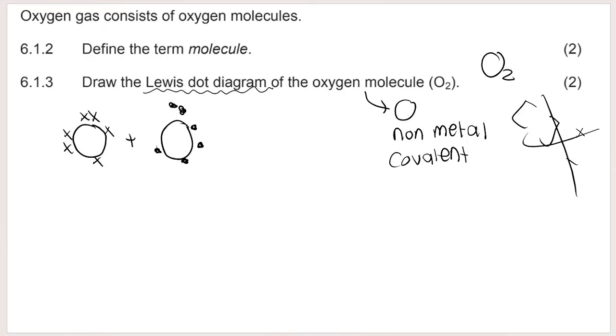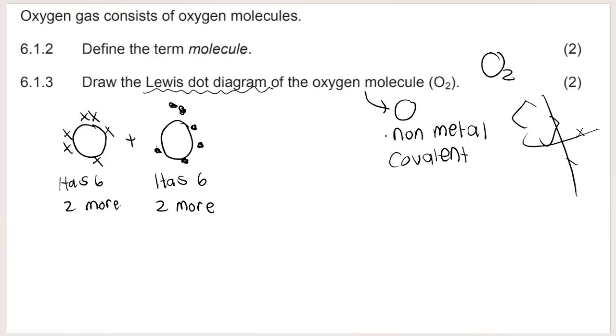They need to reach octet structure, which means they need 8. If this one has 6 and this one has 6, to reach 8, they each need 2 more. Because remember, they're trying to reach the octet structure. Their outer energy levels must be full. Because they need 2 more, they know that they can share with each other.